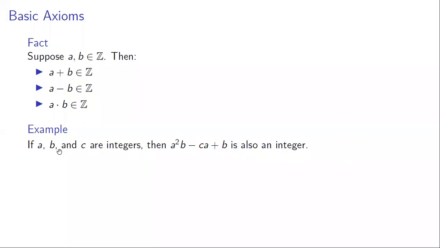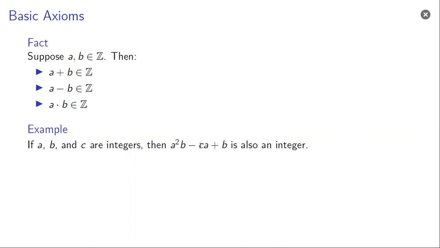For example, let's say we know that a, b, and c are integers. And then let's say we have a squared times b minus c, times a plus b. This result that we get from this expression has to be an integer. Why? Well, a squared is a times a, so that's multiplying one integer by an integer. An integer times an integer is an integer, so this is an integer. Then we take that and multiply it by b. We know b is an integer, and we're multiplying one integer by another integer, so we get a new integer as a result.